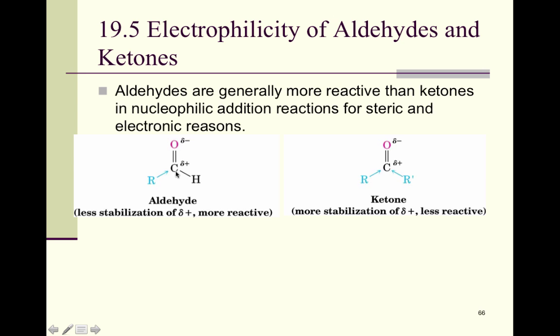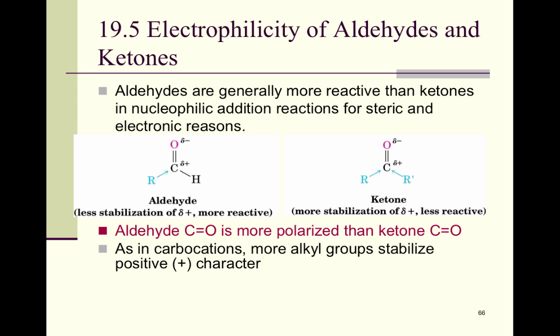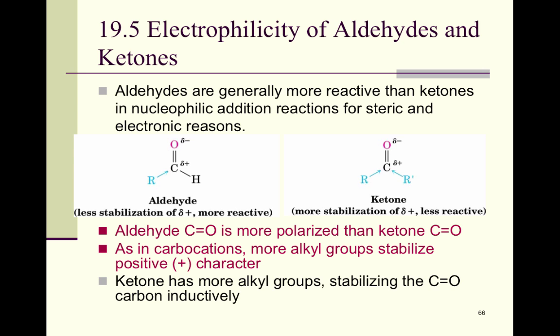So not only do we have in an aldehyde, this one part over here is a hydrogen that doesn't take up much room. Remember, in a ketone, this can even be as big as a butyl group, and that can definitely keep the nucleophile from coming in and actually adding to it. So it can sterically get in the way too. So we have an electronic reason and we also have a steric reason on why ketones are less reactive than aldehydes. So the aldehyde carbonyl group is more polarized than the ketone. As in carbocations, the more alkyl groups stabilize the positive character. And again, a ketone has more alkyl groups, so it stabilizes it, meaning if it's stable, it's going to be less reactive. It wants to stay how it is when it's stable.